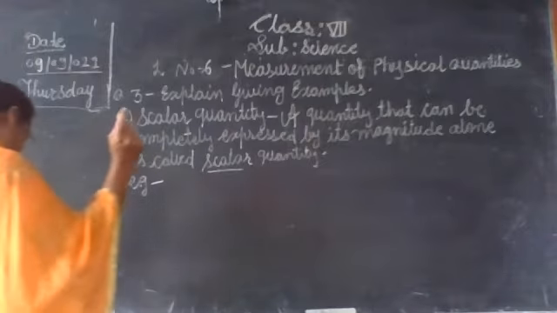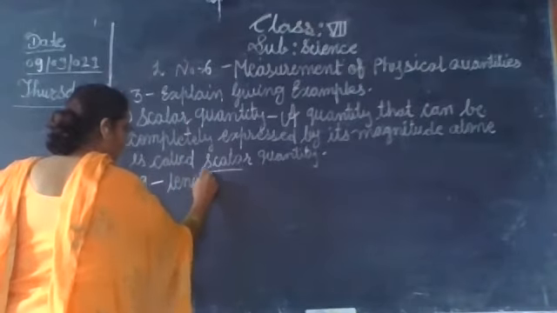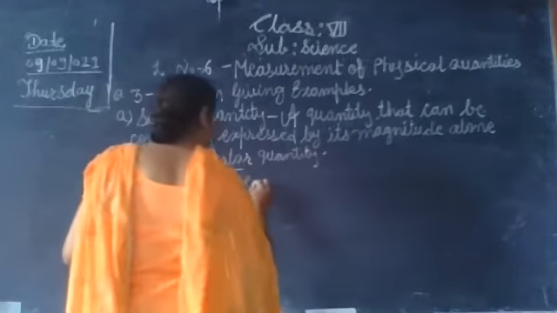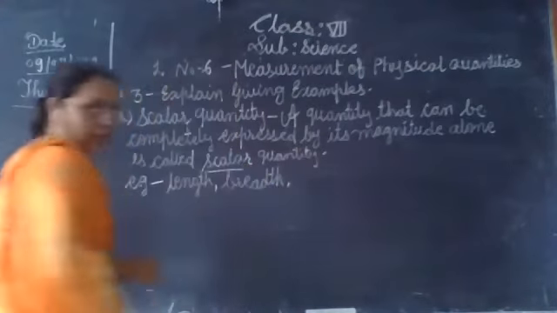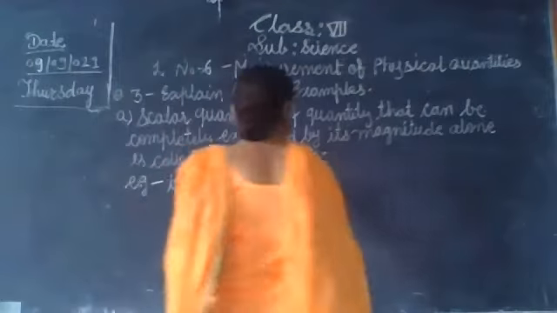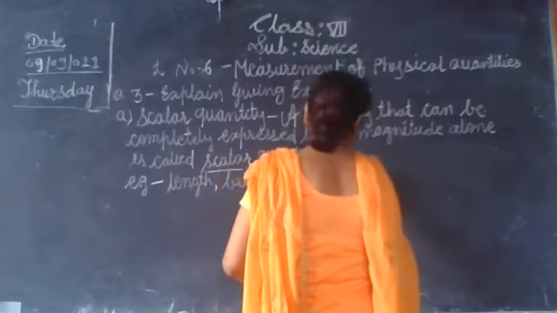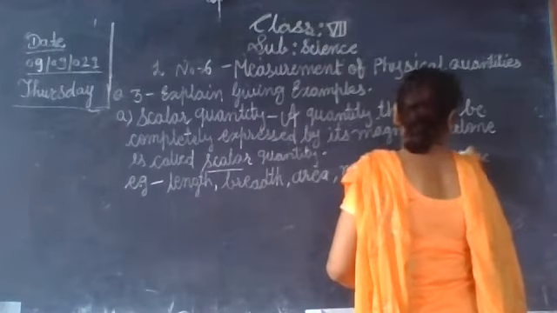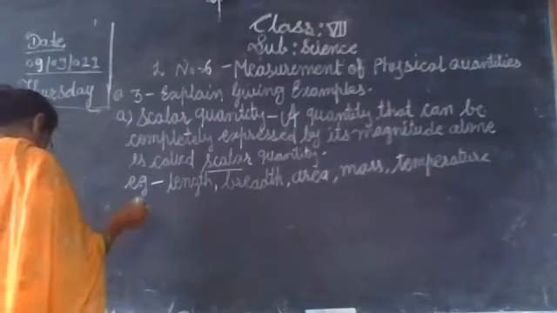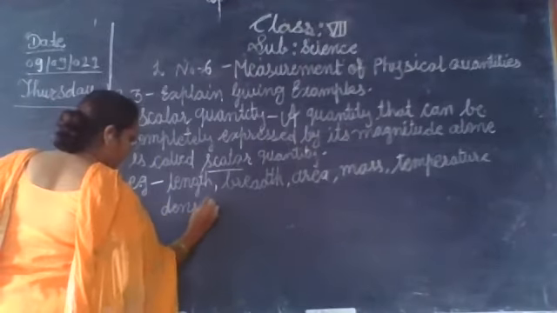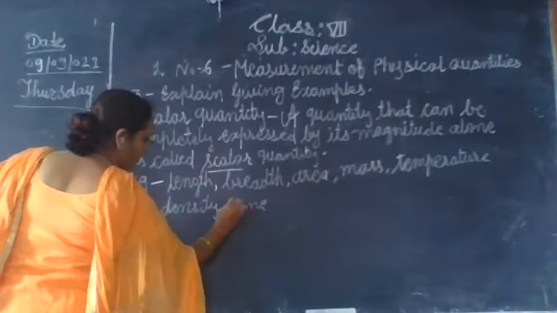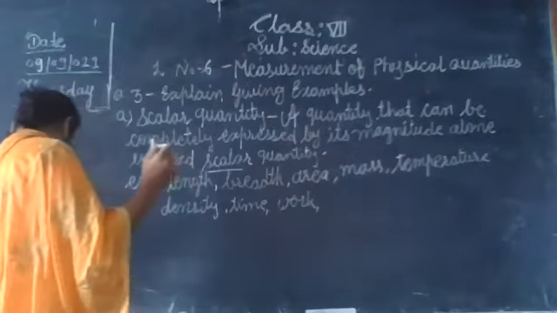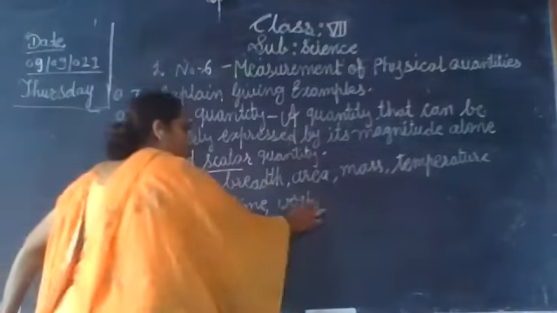Scalar quantity: length, then breadth, area, mass, temperature, density, time, work. Okay, write down this.